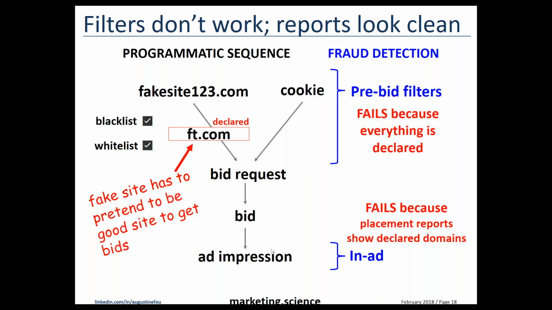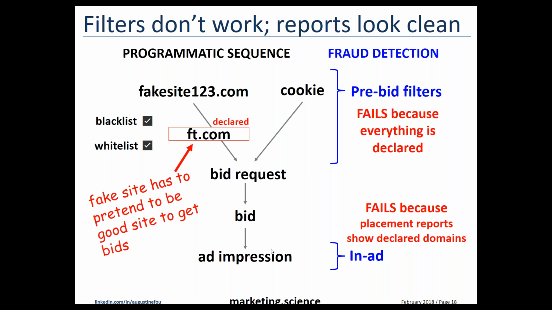If there's a fake site like fakesite123.com, if they put that domain into the bid request, no one would ever bid on that, right? It's obvious it's a fake site. So these fake sites have to pretend to be a good site. So in this case, ft.com, and then I'll have the example later that was written up. But fakesite123.com has to pretend to be ft.com. So they declare that in the bid request so that they can actually get bids.